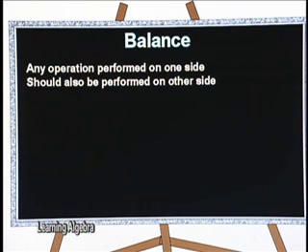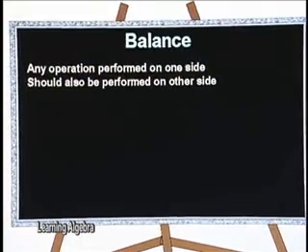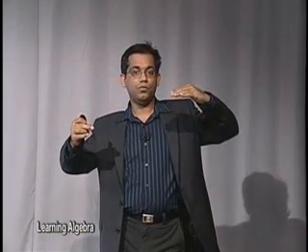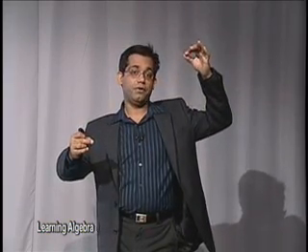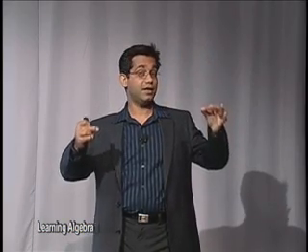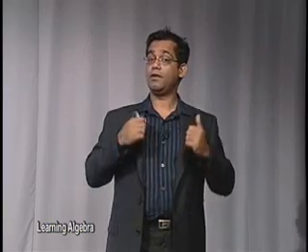So that gives us our first rule or first tip, that any operation performed on one side should also be performed on the other side. So let's say if a balance was completely balanced, and we are putting 2 units of weight on the right hand side, we have to make sure that we put 2 units of weight on the left hand side also to make it balanced. And until we do that, our balance will not be completely balanced and our equation will not be solved.